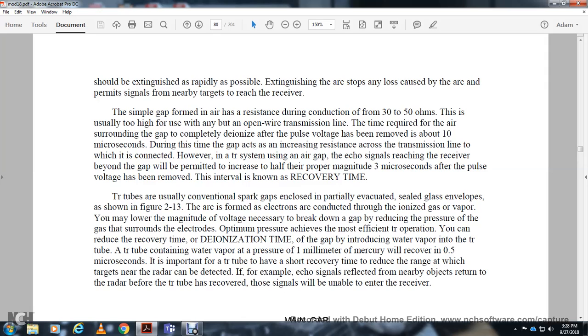You can reduce the recovery time, the ionization time of the gap, by introducing water vapor into the transmitter receiver tube. The presence of 1 millimeter of mercury of water vapor will give a recovery of 0.5 microsecond. A transmitter receiver tube that has a short recovery time reduces the minimum range at which targets of the radar can be detected.